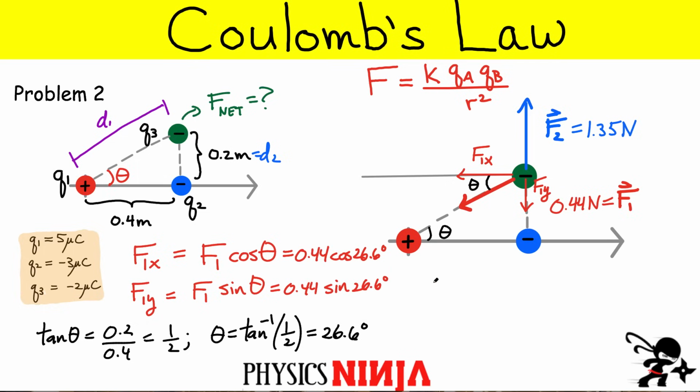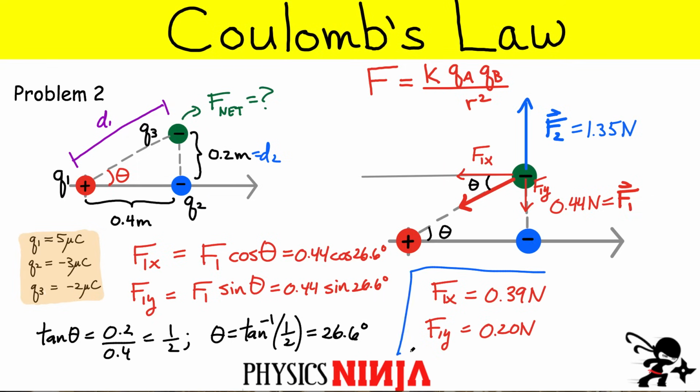All right, so we have two magnitudes now. We're going to have F1x and F1y. We know the direction by looking at our diagram. F1x, I substituted things, I got approximately 0.39 newtons, and F1y was approximately 0.2 newtons. Okay, so I got to use these two values now. And in order to find the net force, you have to find the net force in each direction. So let's go ahead and do that now.